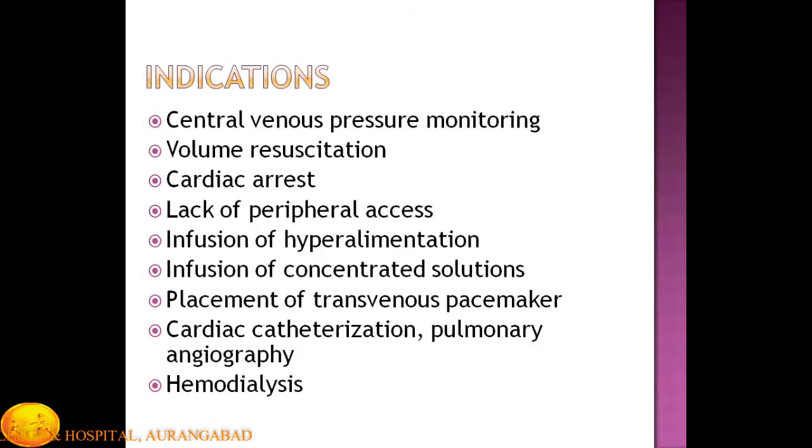Sometimes some chemotherapy patients don't have any peripheral vascular access. In that case, we need to put a central venous line. Burn patients, when they don't get peripheral veins at the site because of the burn areas, because of the infection, we have to put a central venous line. So these are mostly the indications of central venous catheters in the patient.